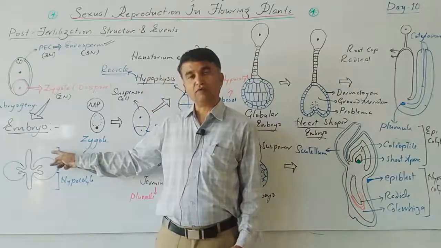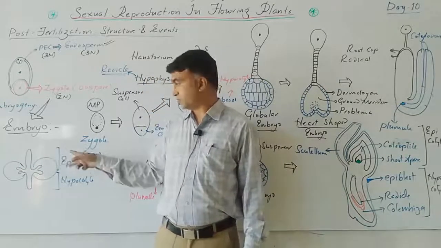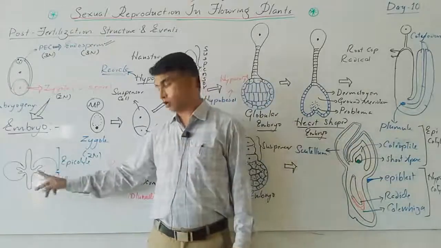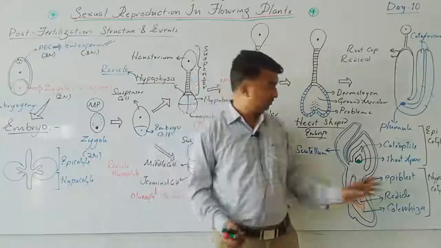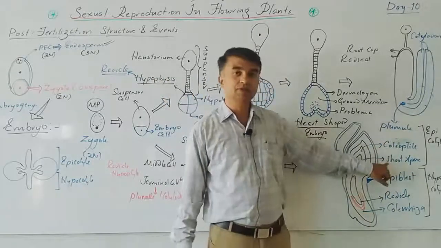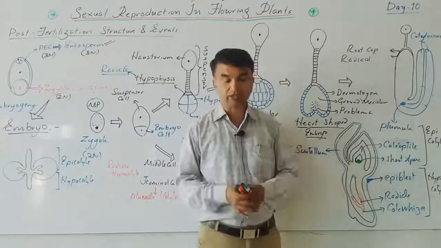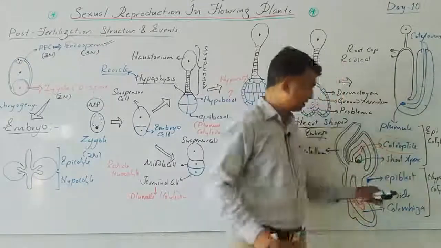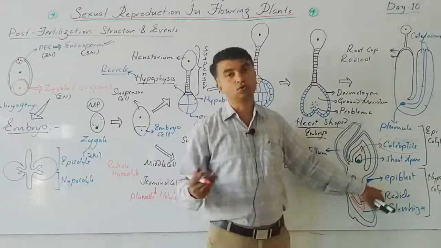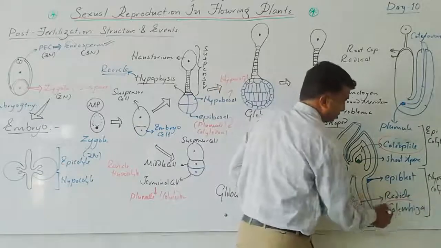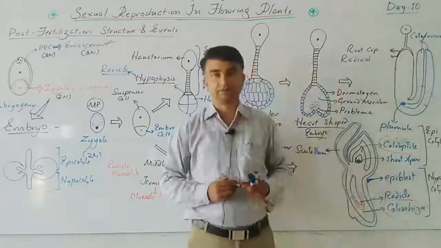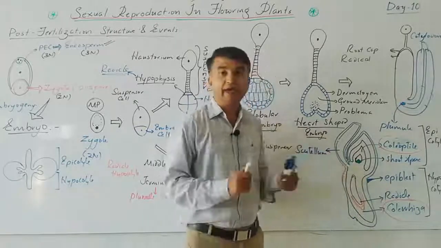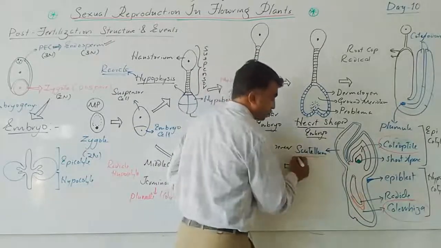The region of the embryo above the point of attachment is called the epicotyl. The same here also. The region below the point of attachment is called the hypocotyl. The difference is that here the shoot apex or plumule is covered with a special tissue called the coleoptile, and the radicle or root tip is covered by a special tissue called the coleorhiza. These two tissues are seen only in the monocot embryo.